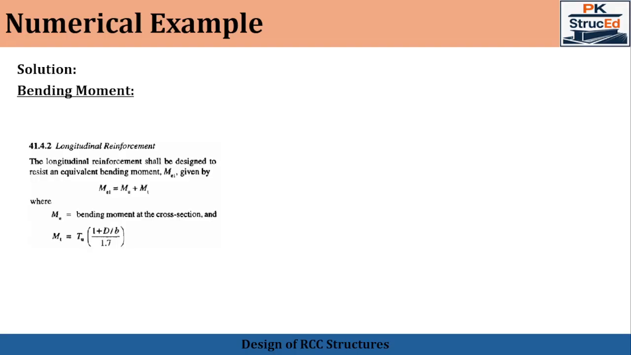Now regarding the bending moment, we should calculate the equivalent bending moment in case of beams which are subjected to combined flexure as well as torsion. So as per clause 41.4.2, the longitudinal reinforcement will be designed to resist an equivalent bending moment, which can be computed using the formula Mu plus Mt, where Mu is the bending moment at that cross section and Mt is the torsional moment, which will be calculated using the relationship Tu into (1 plus D by b) divided by 1.7. So with this, the equivalent bending moment will be calculated.